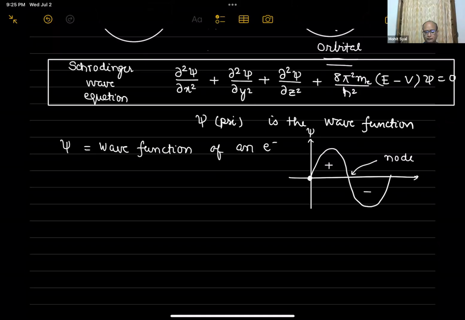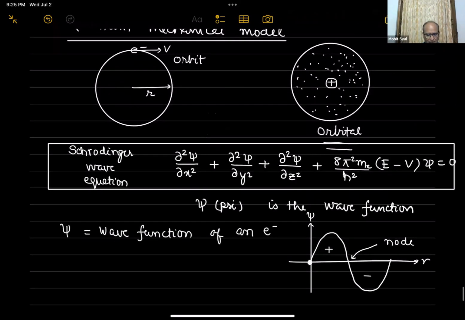You didn't mention the Z plane. You said it's going to be a three-dimensional plane, right, but there's only X and Y. Yes, I have represented it only in one direction for the sake of simplicity. But I will describe the orbitals and I will give you the three-dimensional picture also.